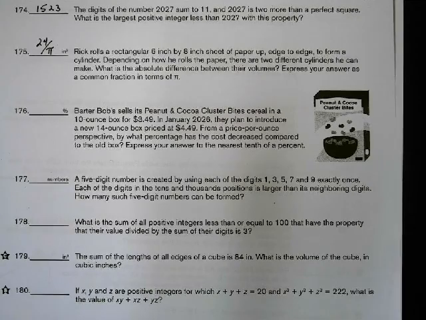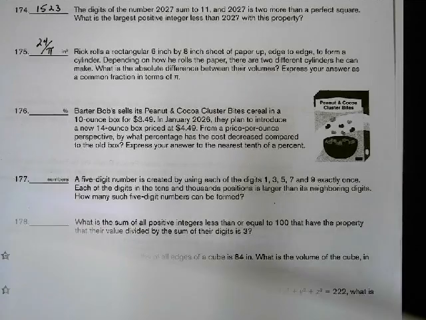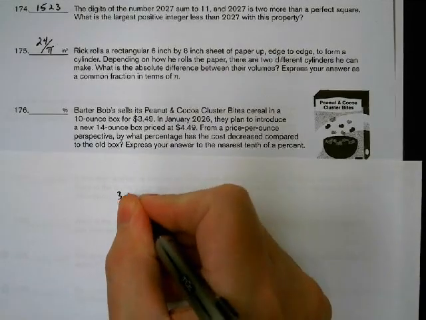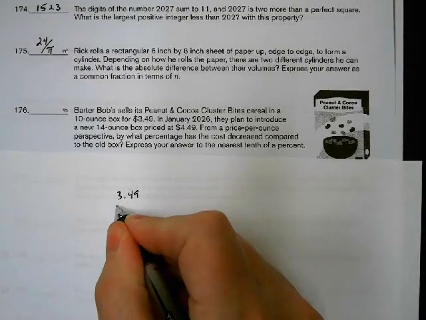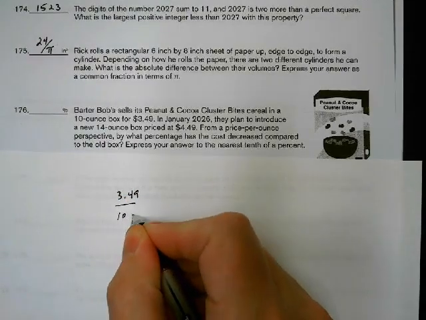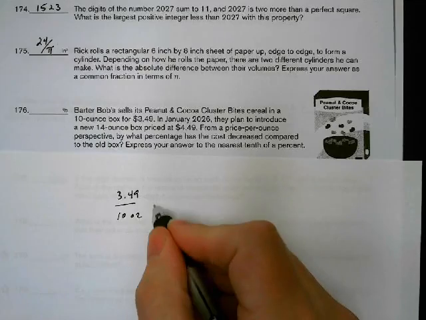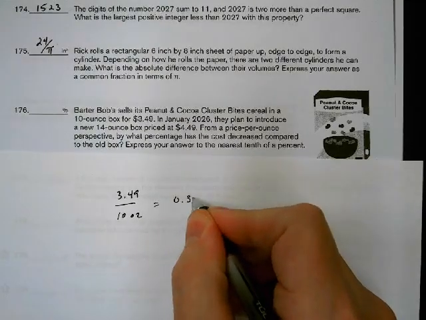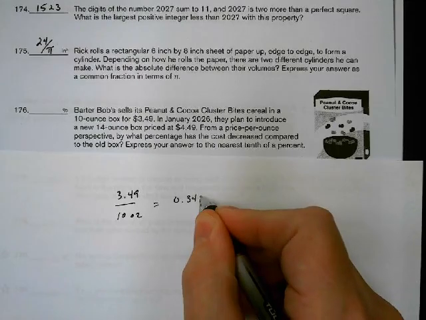All right, so the old box has $3.49 for every 10 ounces. So for 1 ounce, the price would be 0.349. That is the amount of dollars per ounce. Okay, so that's the per ounce price.